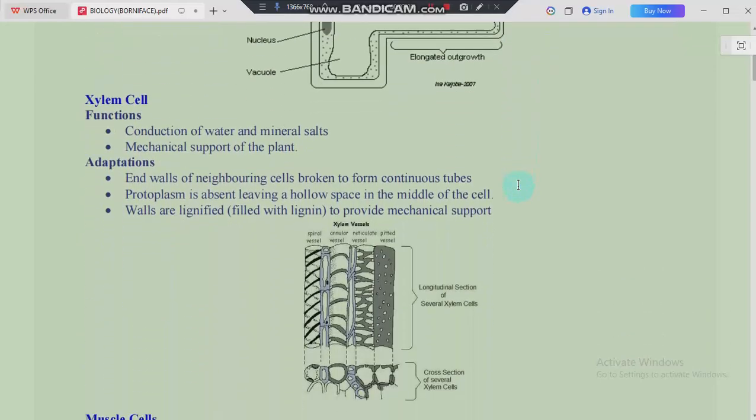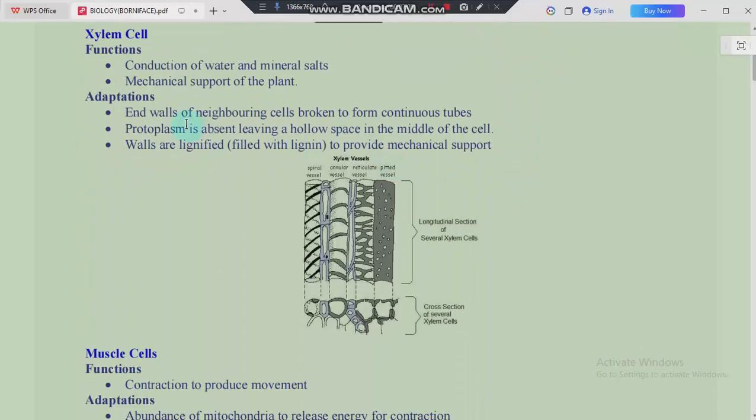I want us to now move on to another specialized cell, which is the xylem cell. The function of the xylem cell is to conduct water and mineral salts. When we say conduction of water and mineral salts, we are simply talking about transportation of water. So we have the root hair cells, which are absorbing water from the ground. Once the root hair cells absorb the water from the ground, it is the function of the xylem cells to help transport this water and mineral salts into different parts of the plant. Apart from that, the xylem cell also helps to provide mechanical support of the plant.